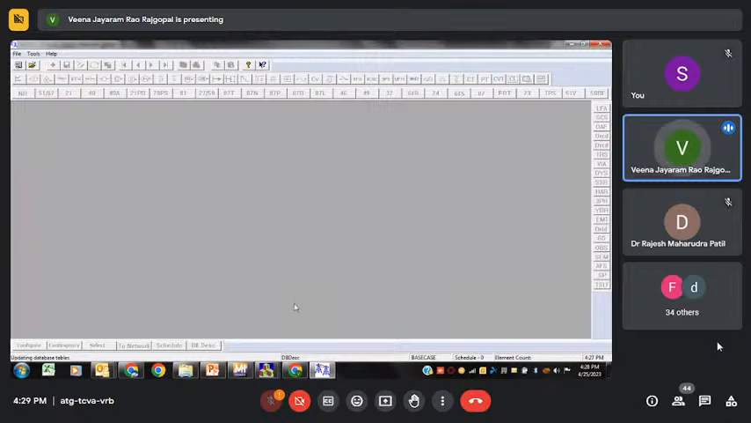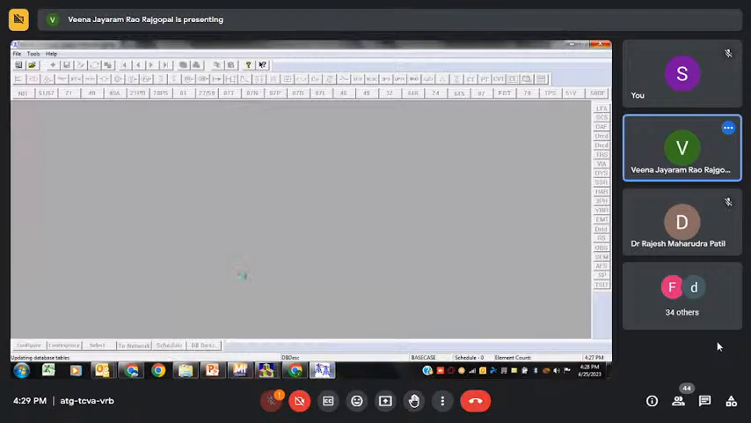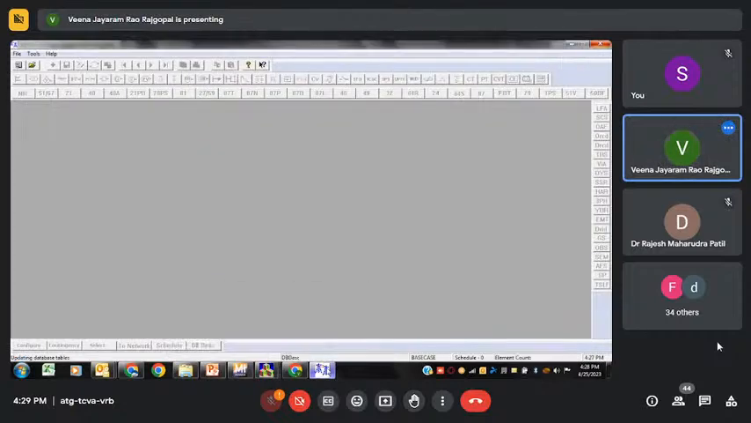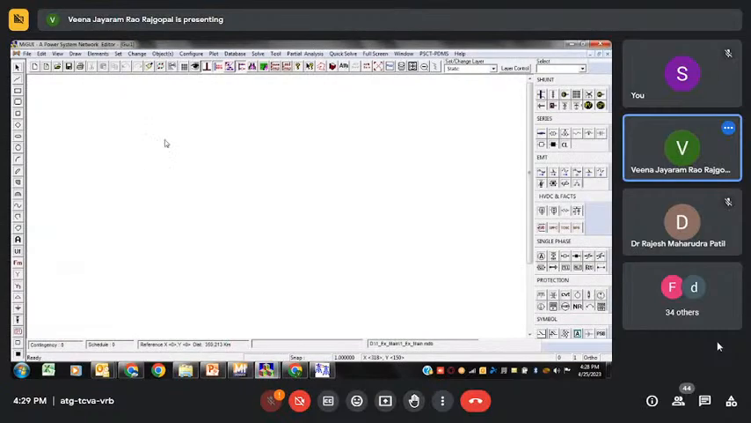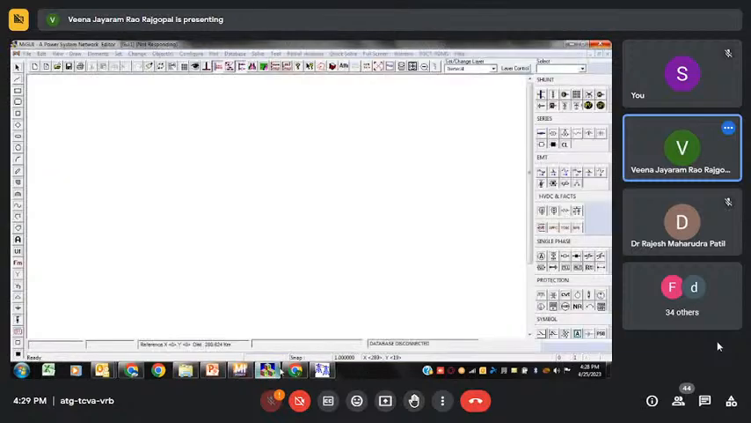Okay. So now I'm just creating a framework for my network. It is just updating some libraries. I want this to close before I start my network drawing. Okay. So now this is my canvas. Here I can draw the network.